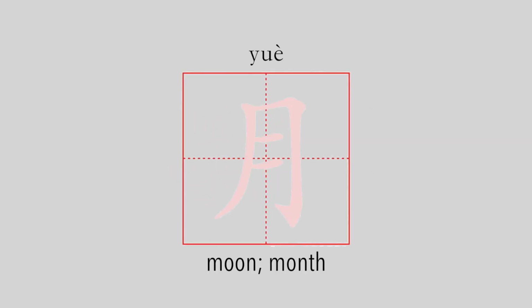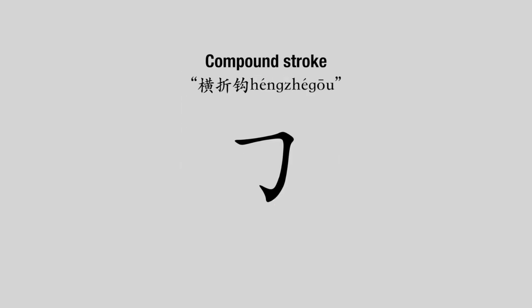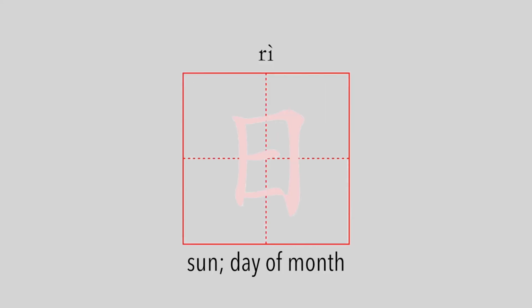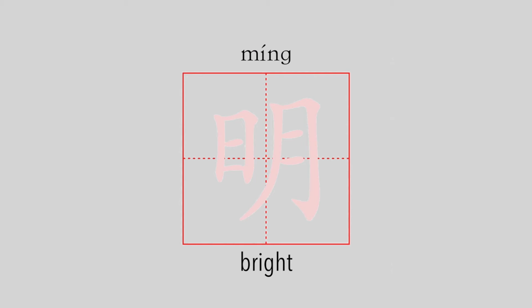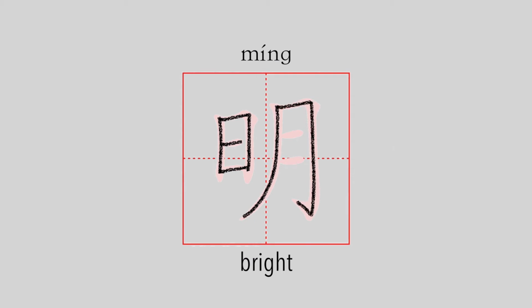Let's see how to write these characters. 月 has 4 strokes. 撇, 横折钩, 横, 横. 横折钩 is a new compound stroke and should be written in one stroke. 日 also has 4 strokes. 竖, 横折钩, 横, 横. 明 is written from left to right, so we write 日 first. 竖, 横折, 横, 横. Then write 月, 撇, 横折钩, 横, 横.